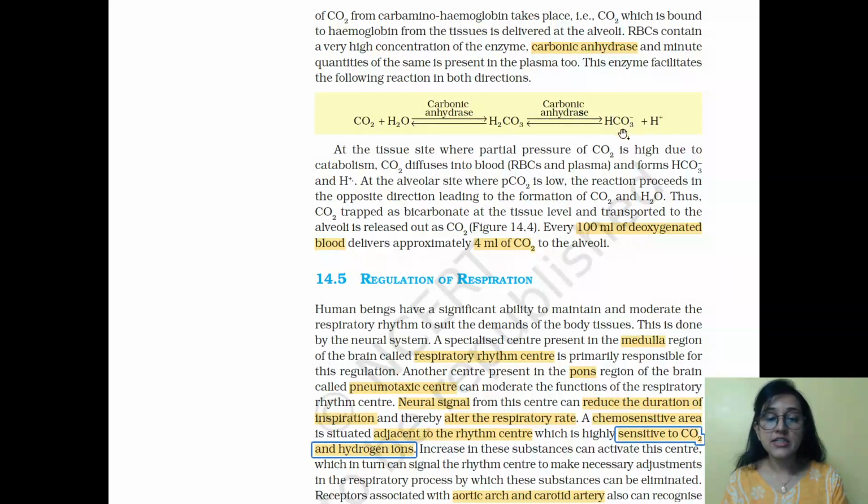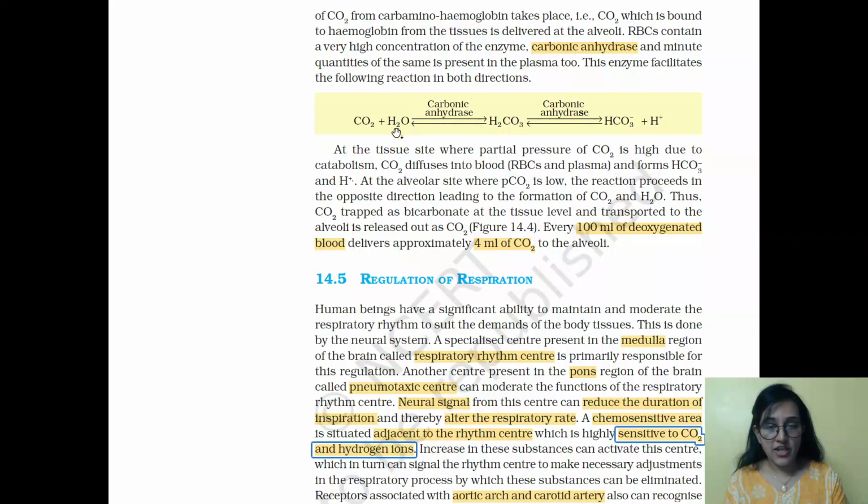We have studied earlier that the majority of carbon dioxide is carried as bicarbonate ion in the blood. This reaction goes both ways. So, if we start from the tissue site where the partial pressure of carbon dioxide is higher, that will lead to more formation of carbaminohemoglobin. In the tissues where the partial pressure of carbon dioxide is higher, carbon dioxide diffuses into blood, RBCs and plasma and forms HCO3 minus and H plus ions.